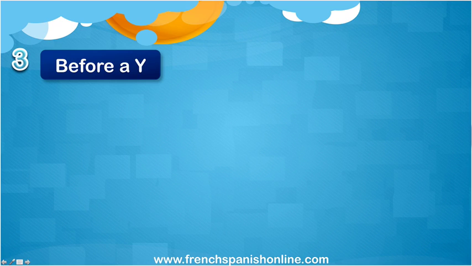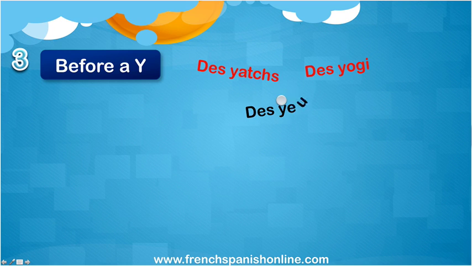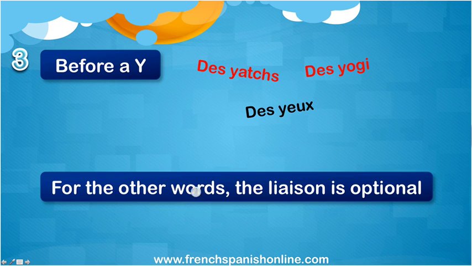Before the letter Y, a word starting with a Y, there is no liaison. Des yak or des yogi. No liaisons. There is an exception with the plural of eye. If you want to say eyes, here we will say des yeux, and here we have our liaison. For the other words, actually, the liaison is optional.